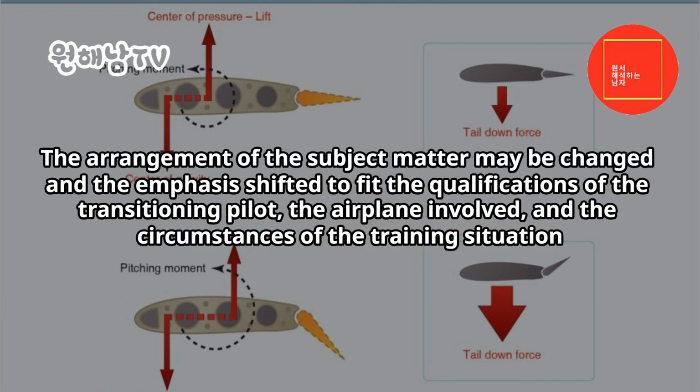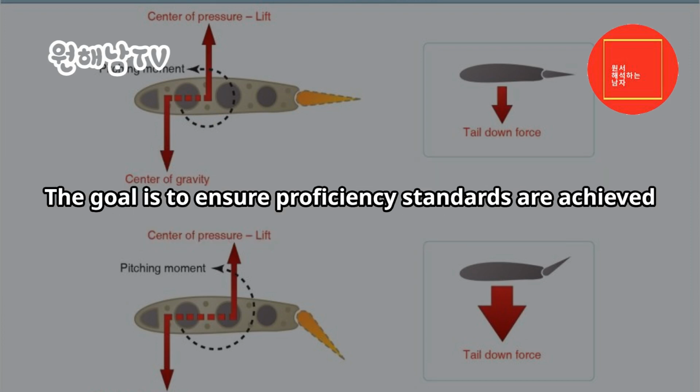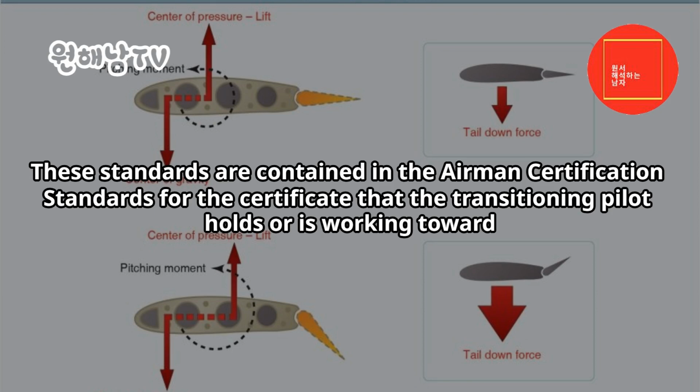The arrangement of the subject matter may be changed, and the emphasis shifted to fit the qualifications of the transitioning pilot, the airplane involved, and the circumstances of the training situation. The goal is to ensure proficiency standards are achieved. These standards are contained in the Airman Certification Standards for the certificate that the transitioning pilot holds or is working toward.